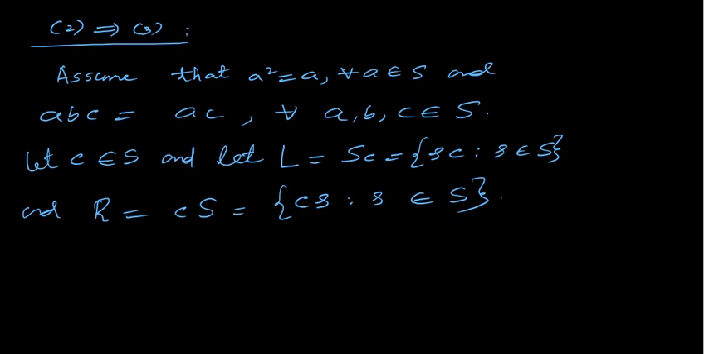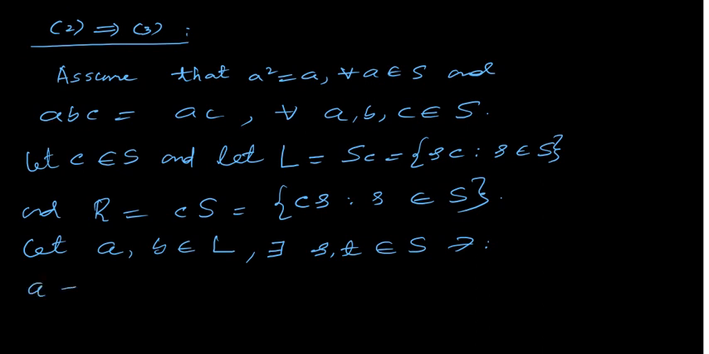Okay. So now let A, B belong to L. Suppose these are two elements, and we will show that AB is equal to A. So this A is in L, but what's L? L is SC. So that means there exist two elements, say S and T in S, such that A is equal to SC and B is equal to TC. Okay, that's the definition of L.